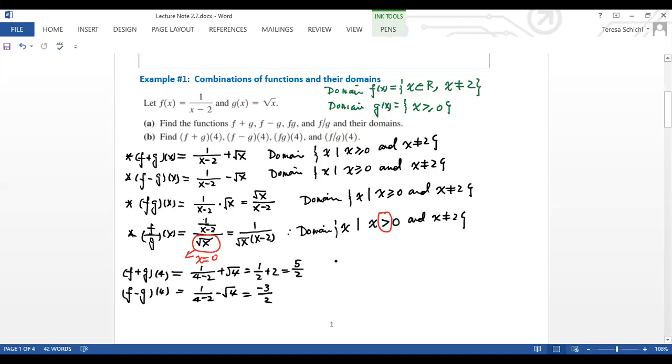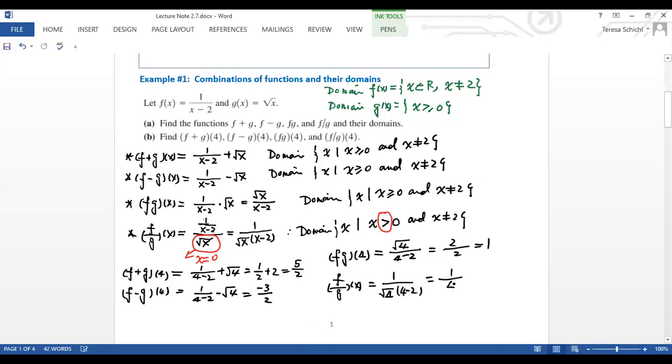So f times g at 4 will just be the square root of 4 over 4 minus 2. So this will be 2 over 2, which is 1, right? Okay, so the last one here is f over g at 4. You know the 4, so this will be 1 over the square root of 4 times 4 minus 2.